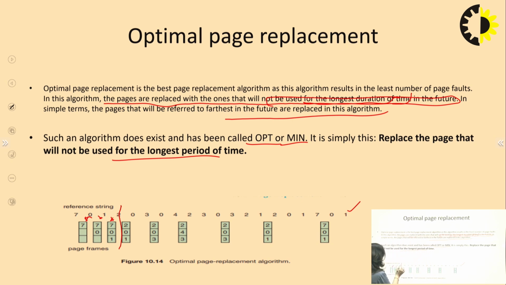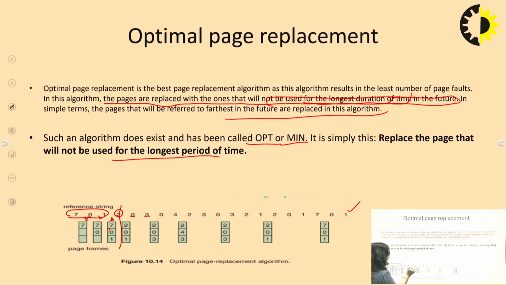It means check again this 2. Then check these 3 numbers. Firstly check these 3 numbers, which will not be used for the longest duration of time in the future. So check 7, 0, 3. And from these 3 numbers, which number will be used last, or will not be used in the future at all? So check, 0 is used recently, so no need to replace 0.